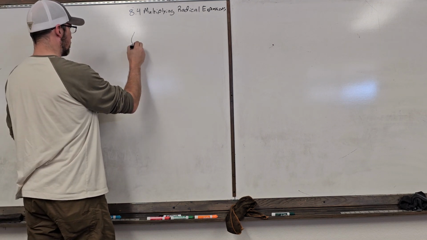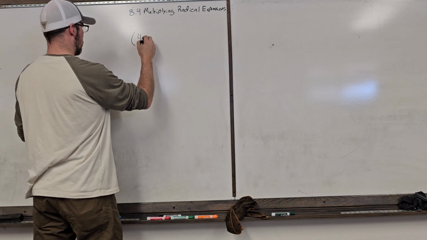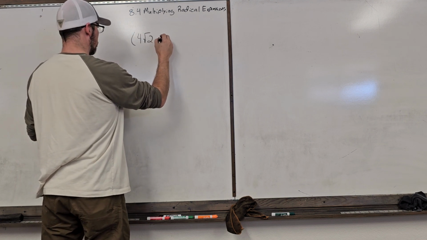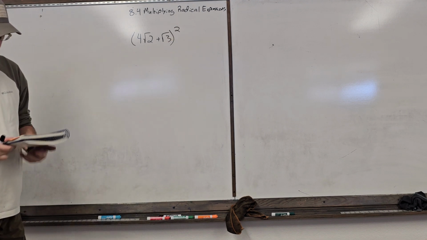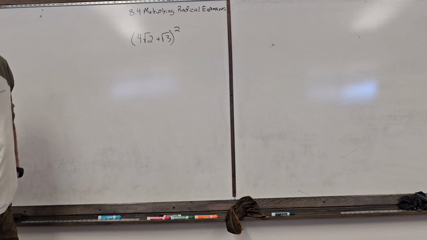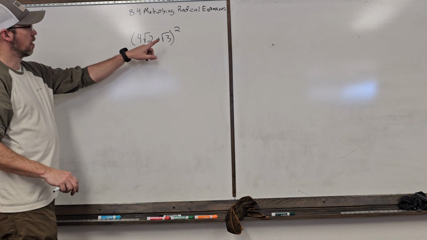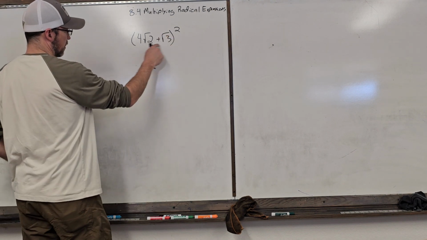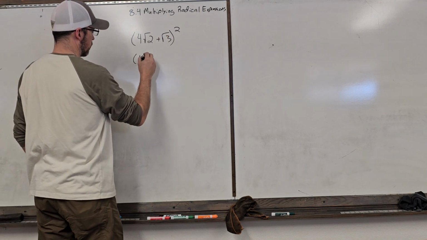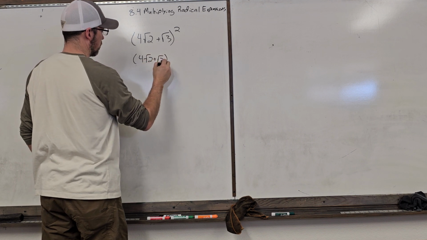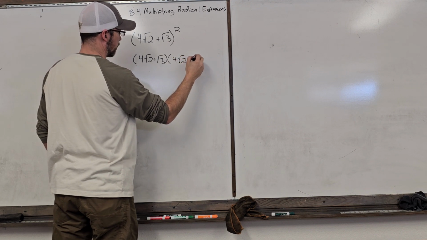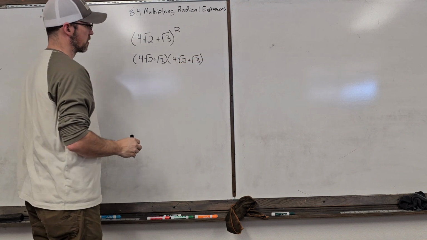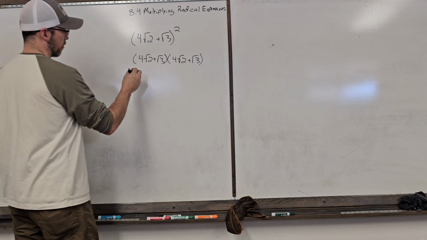Alright, so let's look at something like 4 square roots of 2 plus the square root of 3, squared. Well, all this means is to take this binomial and multiply it times itself, right? So this really should be review, it just looks different because it's got radicals instead of just variables. Now I'm going to FOIL.